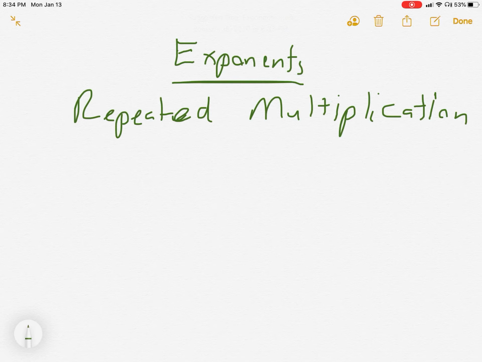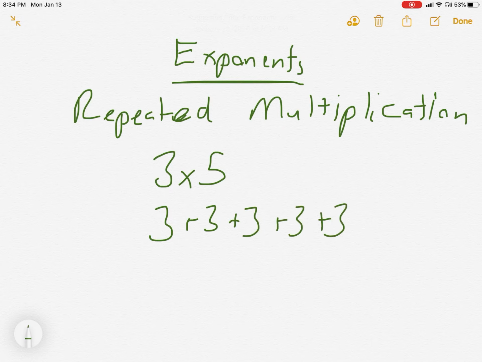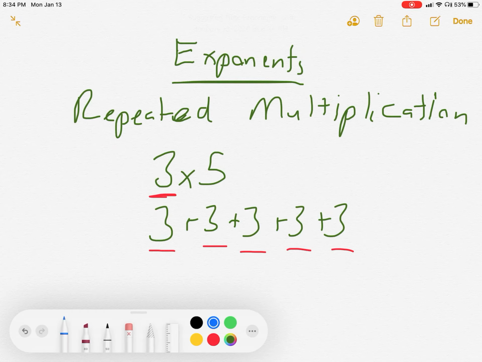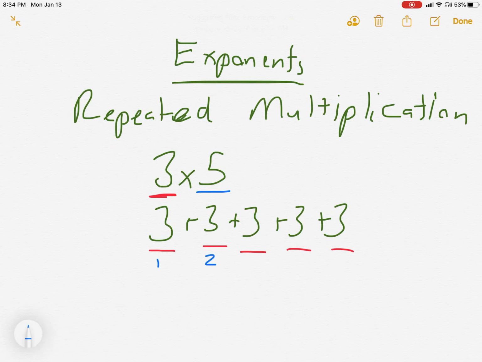The way I like to think of exponents is an easier way of writing multiplication that happens a lot. For example, when we were first learning about multiplication in general, we thought of it as repeated addition. If I had 3 times 5, what that really means is 3, 5 times, or 3 plus 3 plus 3 plus 3 plus 3, where our first number is the number that repeats, and our second number is the amount of times it repeats.